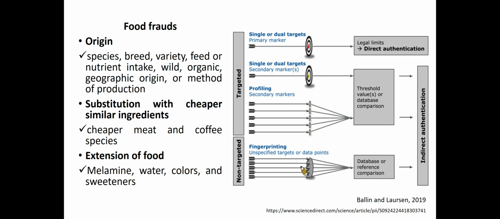And a gray dartboard illustrates that no specified targets are addressed, but that the major targets or data points are still within a closed entity, such as proteomics, metabolomics, etc. The arrow after the dartboards illustrates the fate of the analytical results, either a direct authentication result or an indirect authentication result following a comparison to a legal limit, a threshold value, or database or reference. The indirect authentication procedures often include the use of a multivariate statistical analysis.